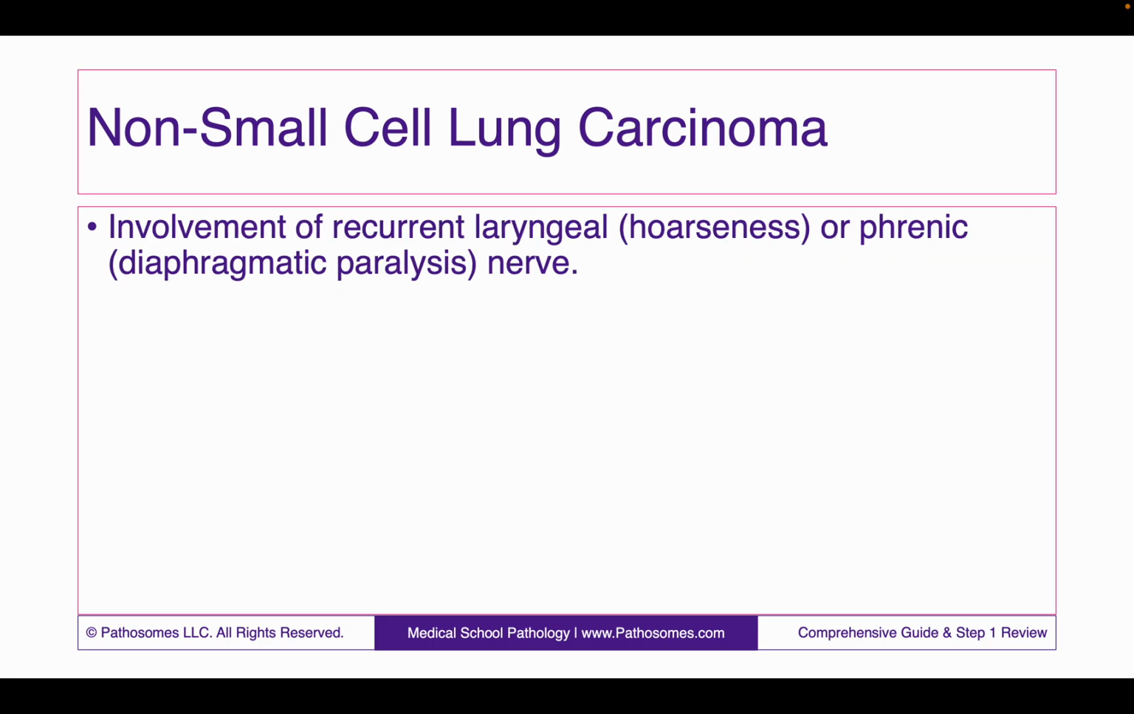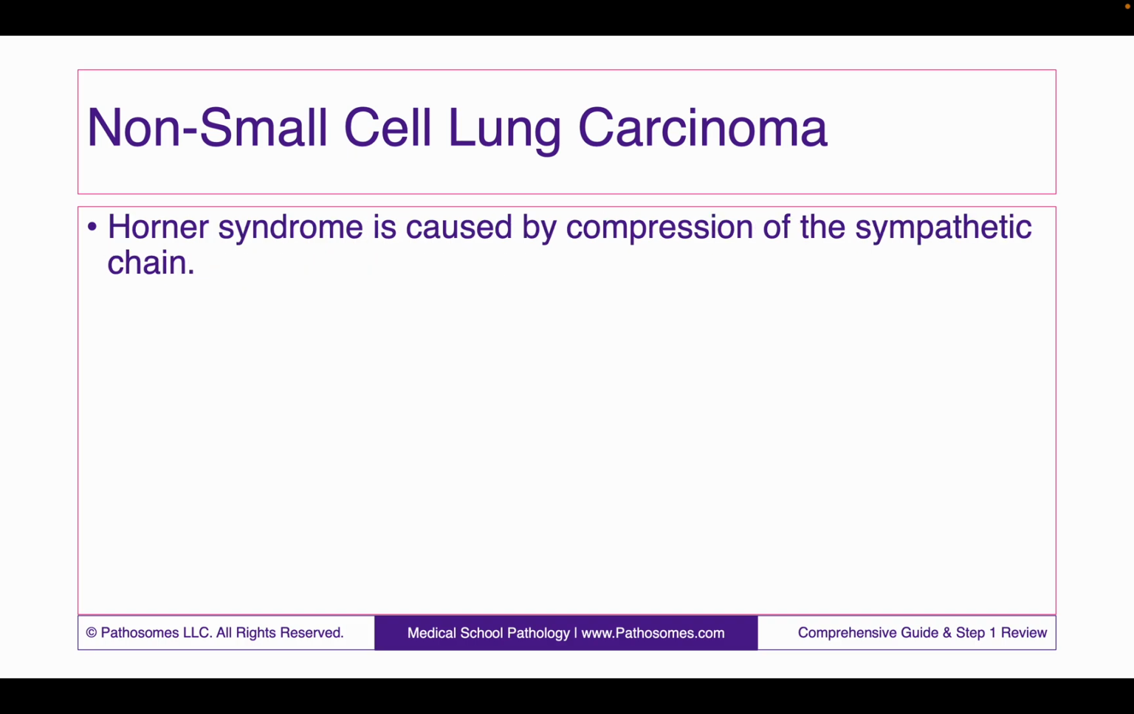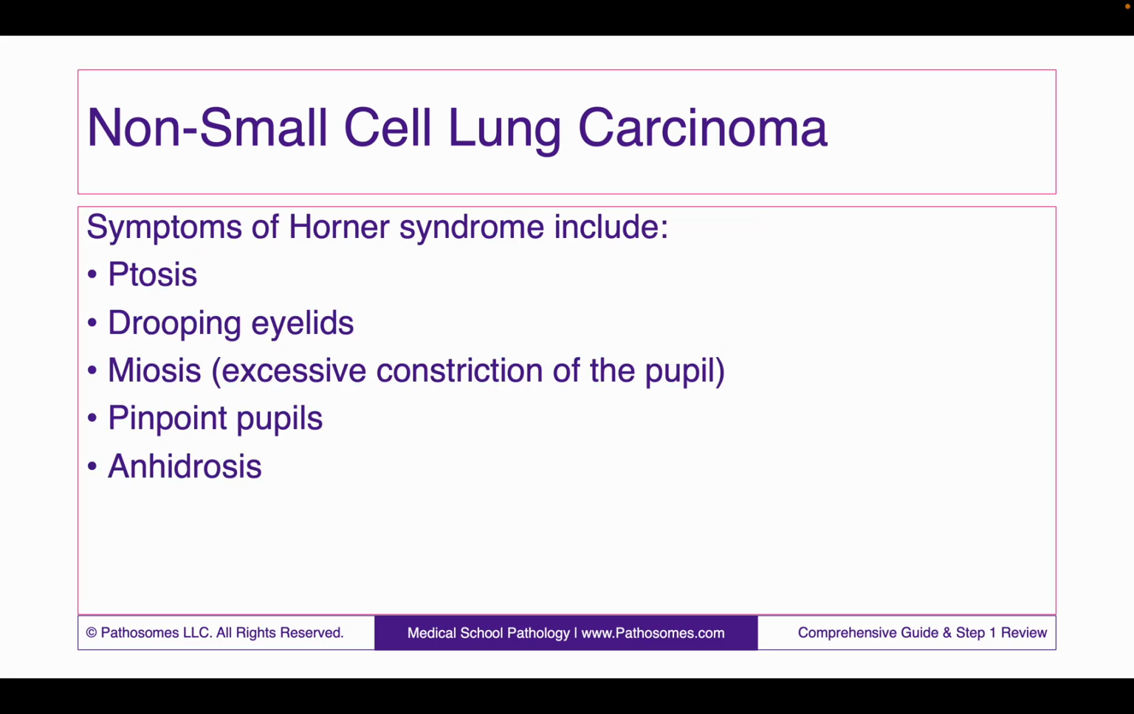Involvement of the recurrent laryngeal or phrenic nerve often occur as well, so that patient might have hoarseness or trouble breathing. Horner syndrome is caused by compression of the sympathetic chain. Symptoms of Horner syndrome include ptosis, drooping eyelids, miosis, pinpoint pupils, and anhidrosis.